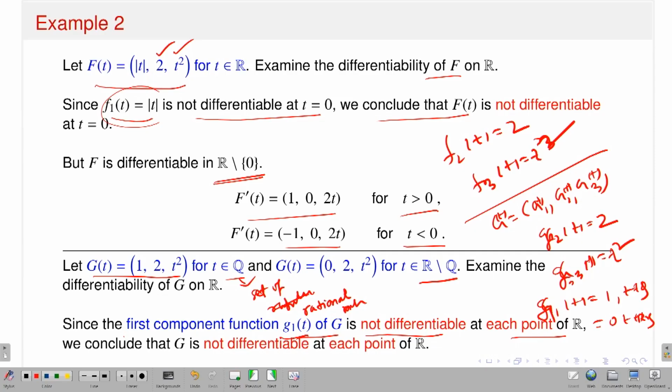That means if I want to talk about differentiability at some point, you have to take the limit of the quotients. And since it is this kind of function, using the sequential criteria, you can say that this limit of the quotient does not exist. Therefore it is not differentiable at each point, and therefore my total function capital G is not differentiable at each point in R, because the first component function is not differentiable at each point.